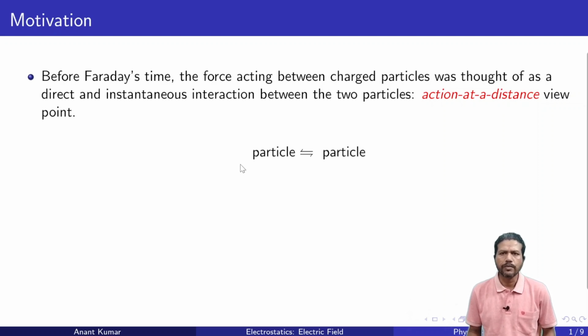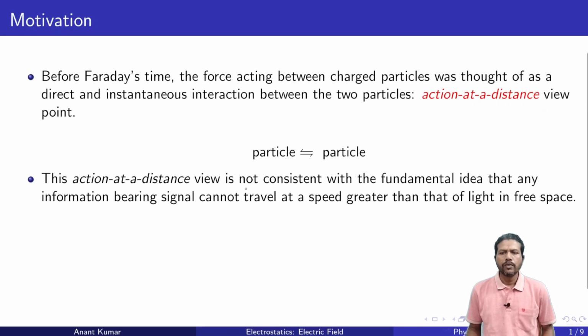However, this poses some problems. This does have certain consequences which are not in line with what we know is valid. Specifically, if the action at a distance picture was valid, then information might travel with a speed which is more than that of light in free space. However, it is known that the maximum speed with which an information bearing signal can travel is that of light. Now, what might be the problem?